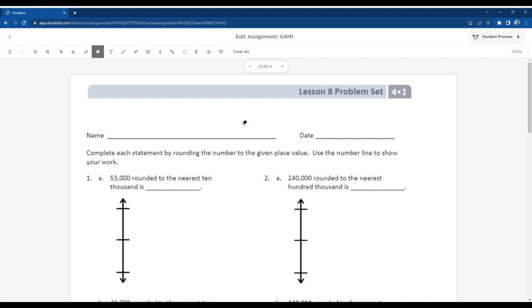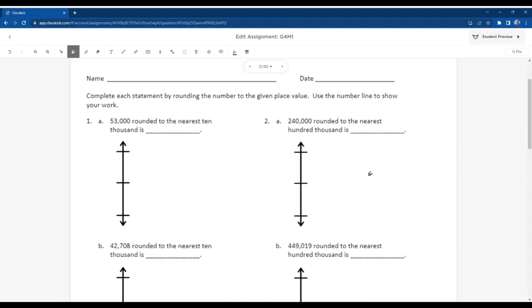And in this lesson, through this problem set, we're going to be expanding that rounding understanding that I did in the last video, lesson 7. And we're going to be looking at rounding multi-digit numbers to any place value provided to us. And we're still going to use that vertical number line to help us out.